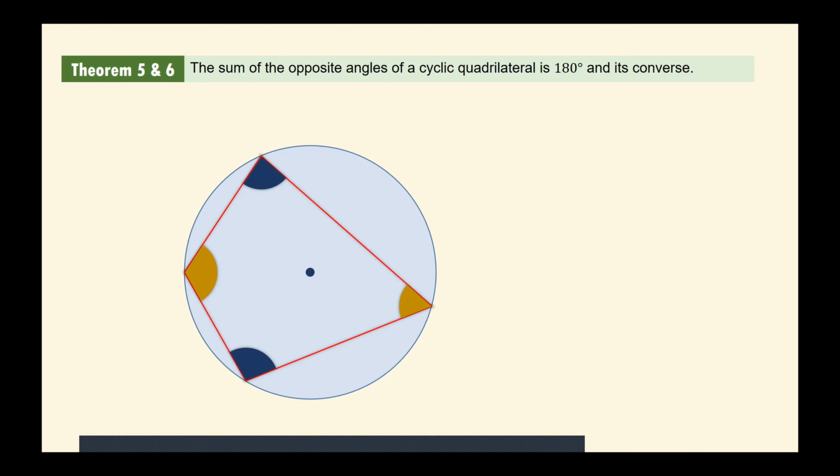The converse is also true. That means if in a quadrilateral the sum of opposite angles is 180 degrees, then that quadrilateral will be cyclic. So all the squares and rectangles are always cyclic.